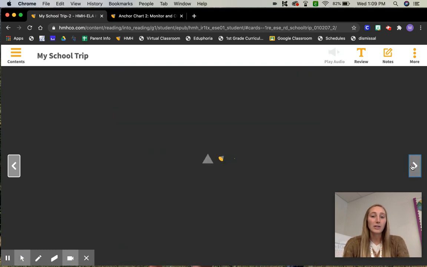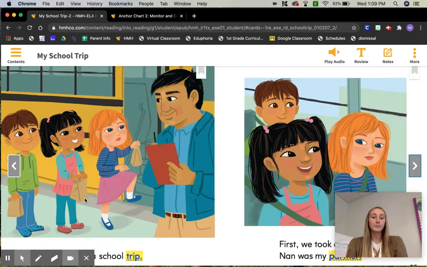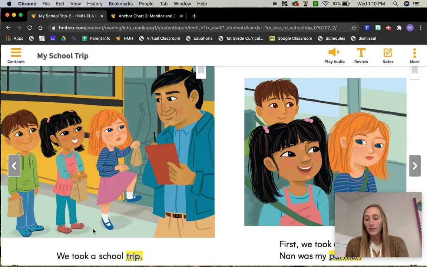Okay, so the first page says, we took a school trip. Here, I'll show you. We took a school trip. Okay, so let's pause for a second. As I read, I pause when I don't understand something. The text says that they're taking a school trip. One girl doesn't look happy and excited like the other children. I can try different things to help me understand this, like asking questions, rereading the text, and looking for clues in the pictures. So let's look at it.